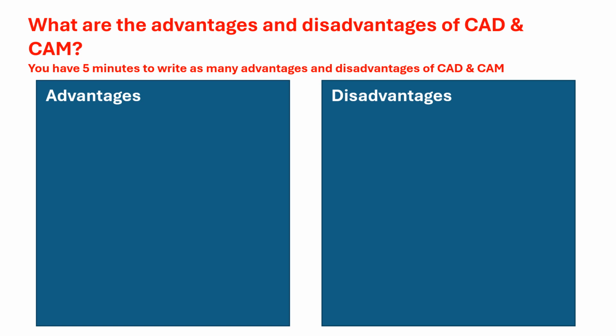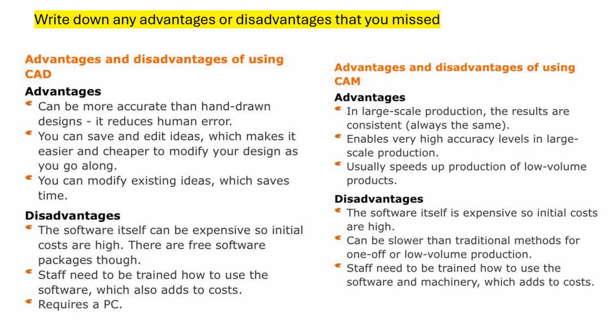For this task, I would like you to write the following into your books, please. Can you think of any advantages and disadvantages for both CAD and CAM? So what are the advantages and disadvantages of computer-aided design? And what are the advantages and disadvantages of computer-aided manufacture? Pause the video and answer the question. So here are a few for you. If you didn't get them down, please write them in red pen into your books.